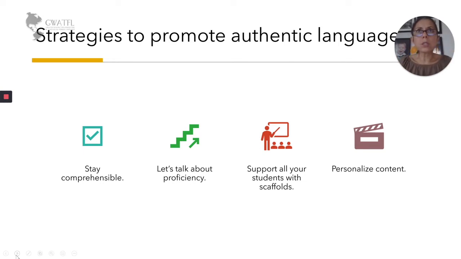The second one is something that sometimes we miss in our classes, or I used to miss in the past a lot, and it's talking about proficiency. And it's being intentional when I talk about proficiency for my students and for me. The third one is support all your students with scaffolds. Scaffolding. I didn't think that it was so important in the past, but the more and more I use it, the less and less my students use online translators. And finally, personalized content. Personalizing content really engages my students and discourages them from using online translators.